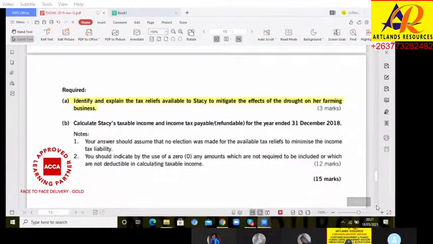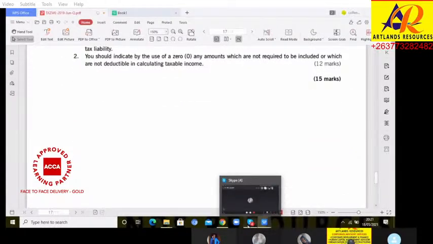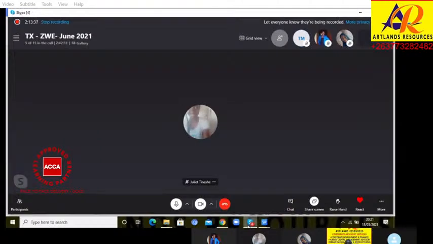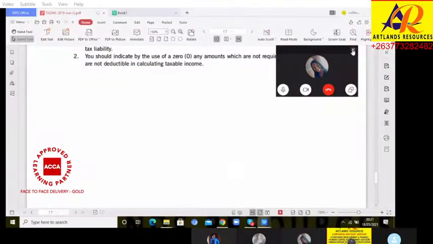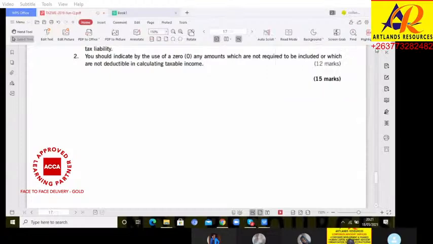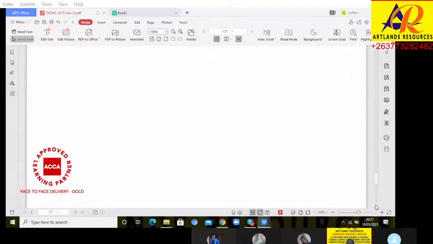Tax is a rare subject where you can actually get a very high mark. In December 2019, Atlantic Resources had a student with the highest mark who got 88% in Zimbabwe for tax. That was fantastic. Suppose time is up and you are just left with 15 marks, you can still navigate your terrain, even to 92, to 94, to 96. You can still do that.